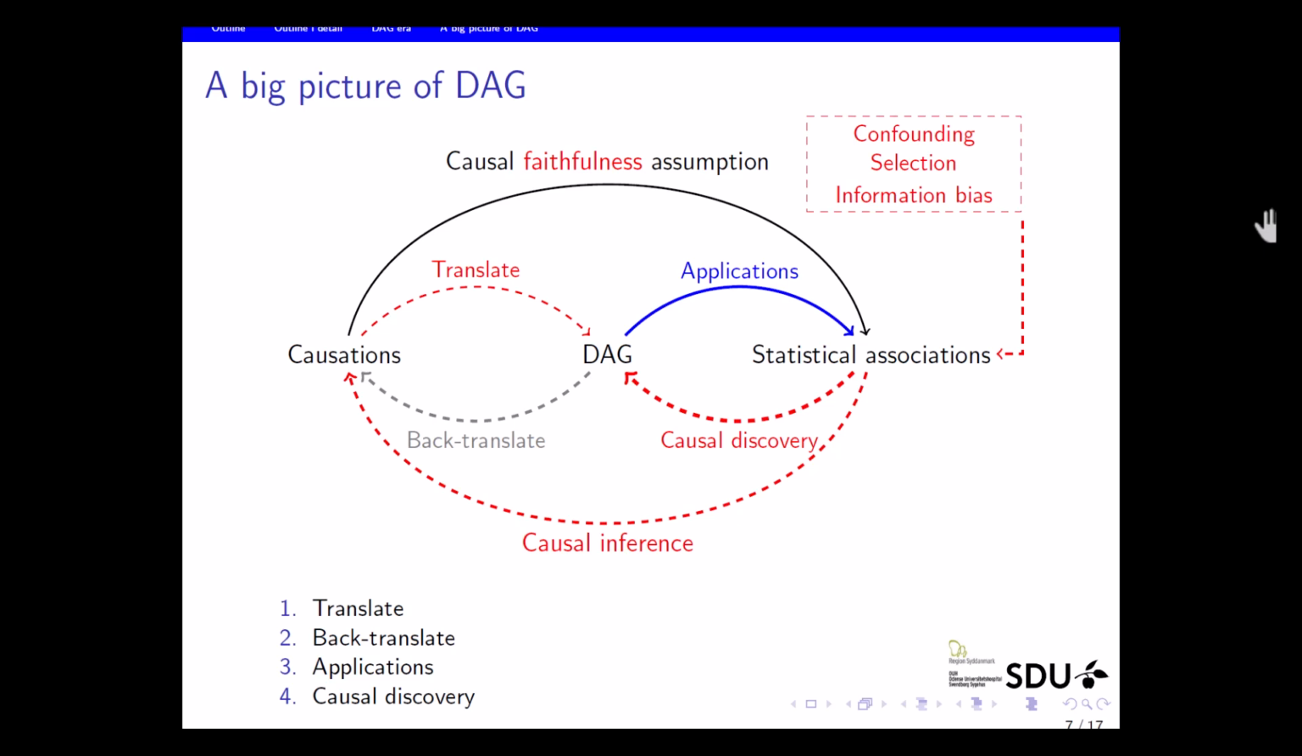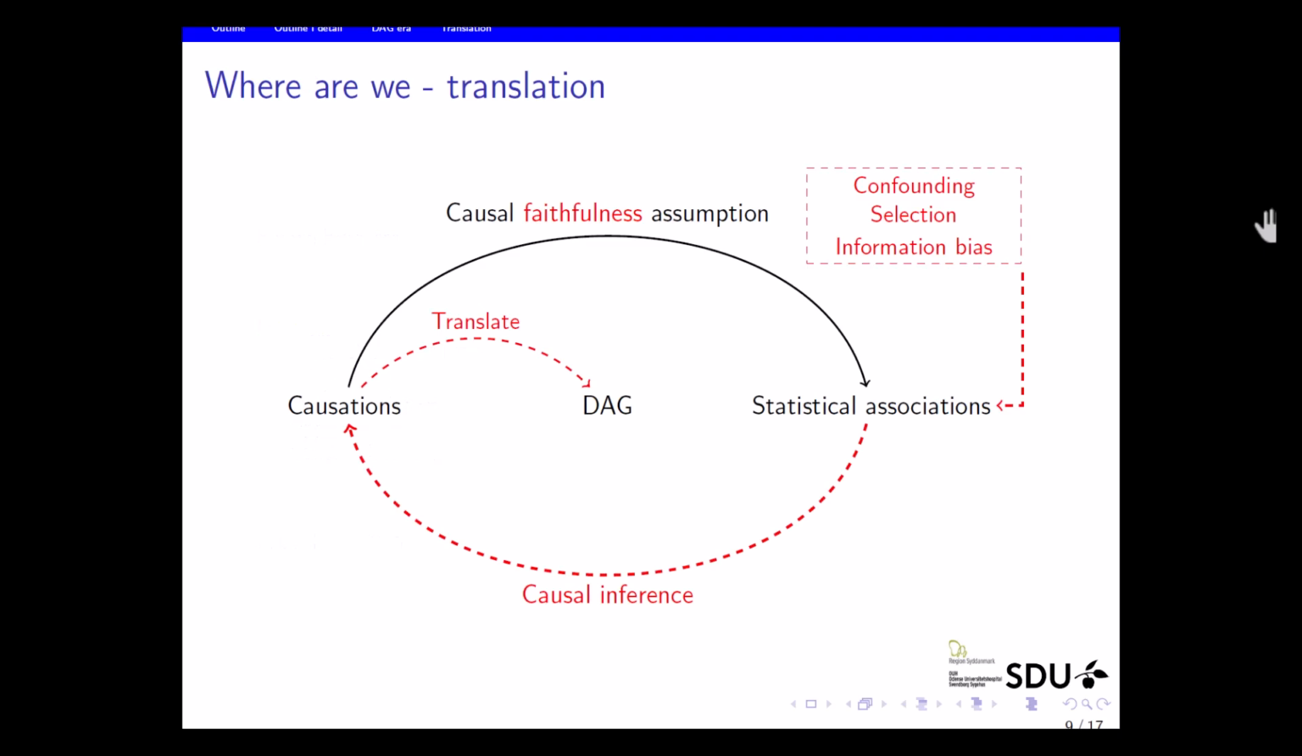We will briefly go through the four procedures. Translate. We translate knowledge and assumptions on causal relation between variables into a DAG. The red dashed line indicates that the translation is not easy.